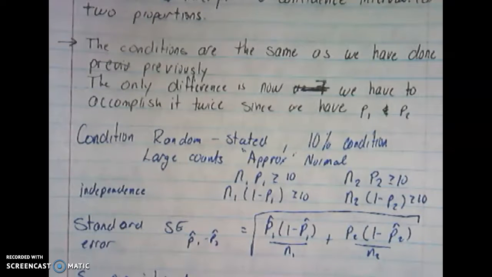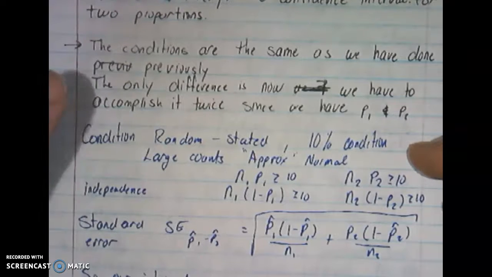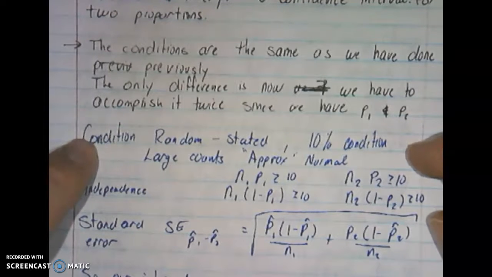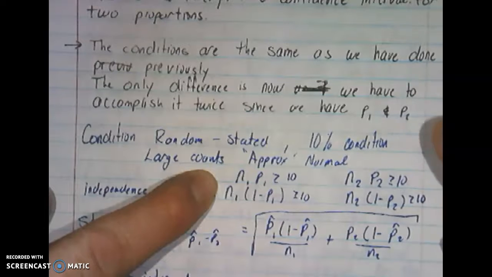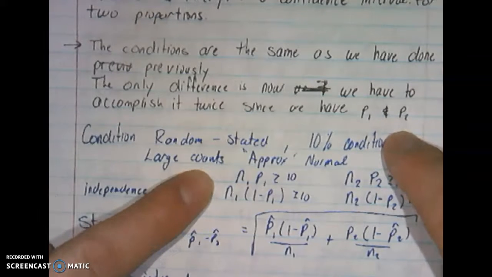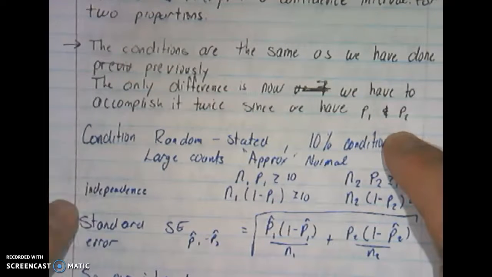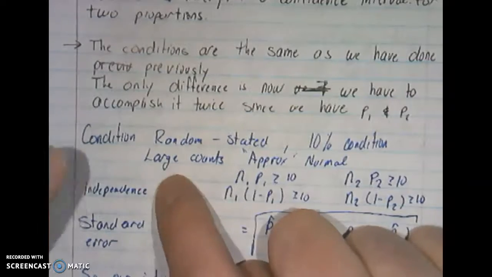It's going to help us to accomplish this for both P1 and P2. I already went through it real quick with us. We've got to state that it's random. We've got to have large counts, which means that we're doing this stuff right here. We've got to say that our 10% condition has been met and that the independence is still there as well.